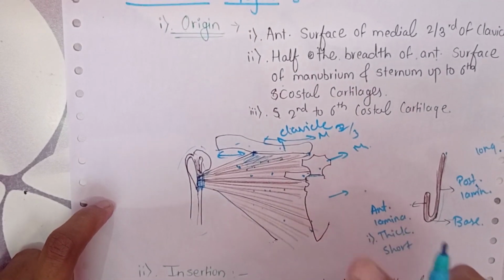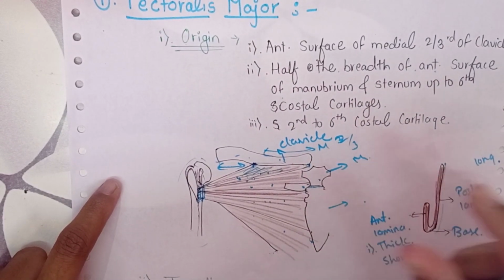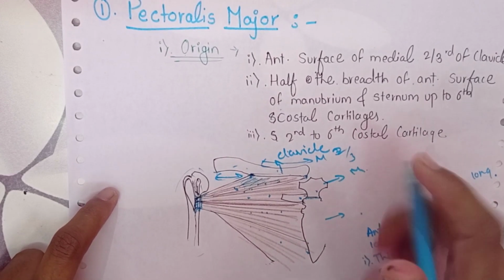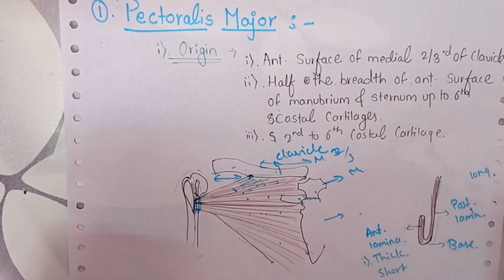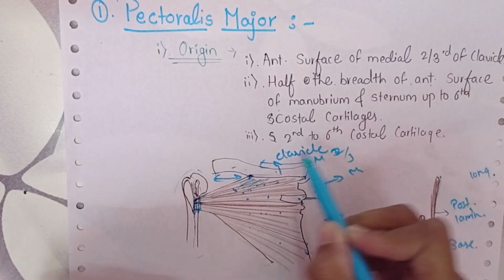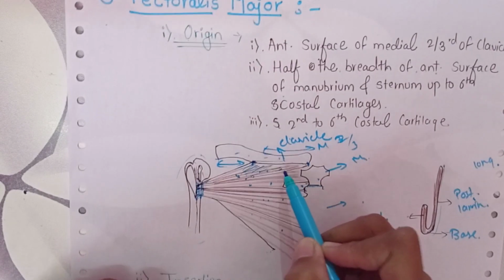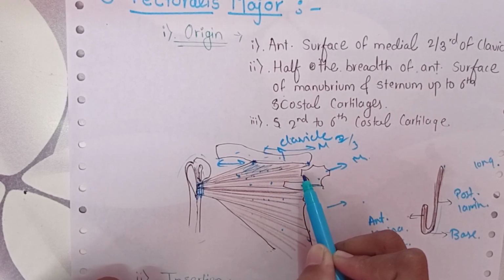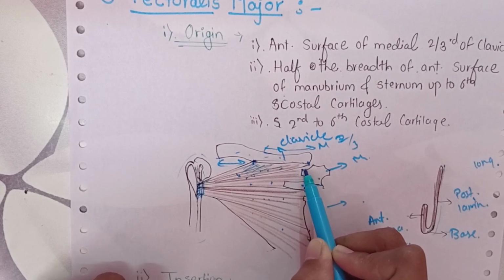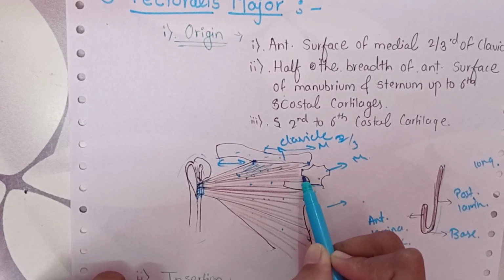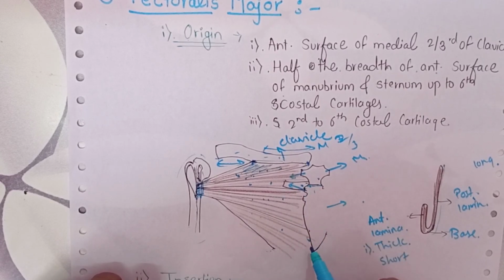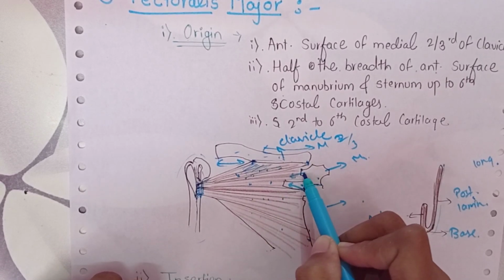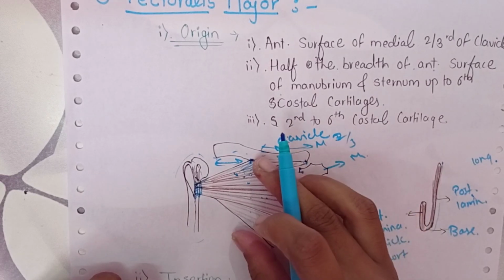The important points that we have to remember at the end of the video: first of all, the origin, 3 points that we have to remember. First, it takes place from the anterior surface, that too from the medial 2/3 of the clavicle. The second point is from half of the breadth of the anterior surface of the manubrium and the sternum, up to the 6th costal cartilage, and from the 2nd to 6th costal cartilage the origin takes place.